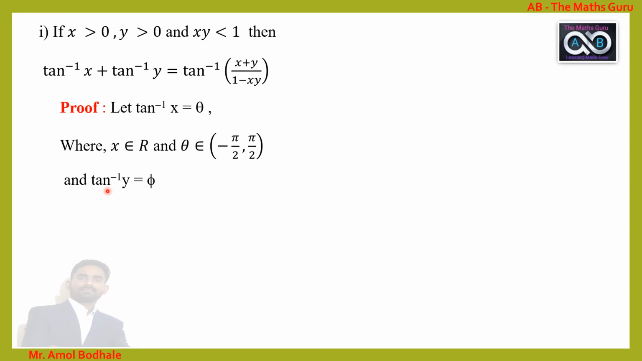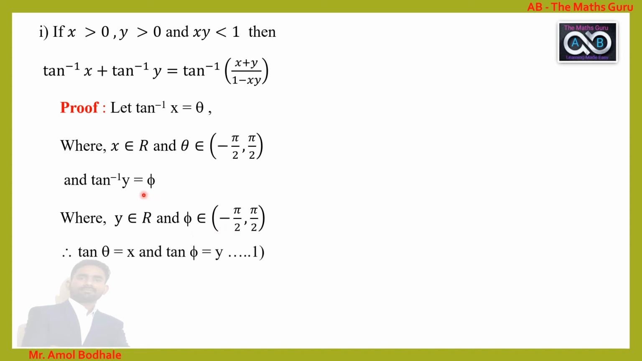So when we write tan inverse of y equal to phi, there are some restrictions on y and phi. So y must belong to the domain of tan inverse, and phi also belongs to the range of tan inverse. So from tan inverse of x equal to theta, we can write tan theta is equal to x, and from tan inverse of y equal to phi, we can write tan of phi equal to y.